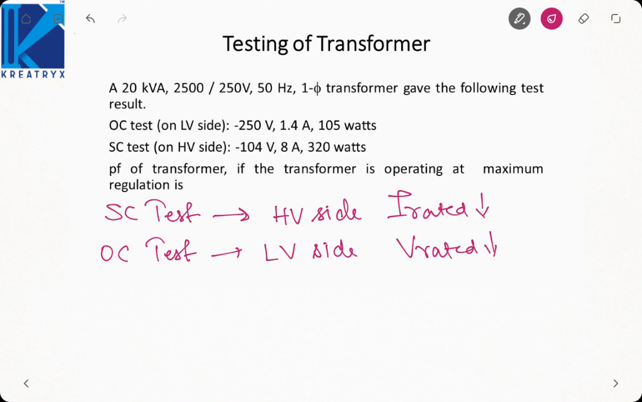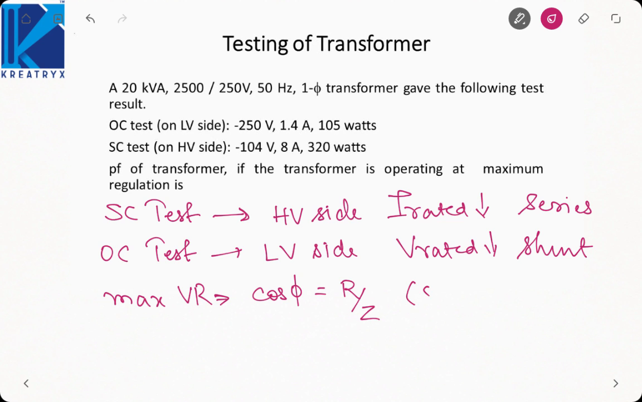Now in short circuit test, we want to determine the parameters of the series branch of transformer. In open circuit test, we want to find out the parameters of shunt branch. So in this question, what it is asking us is, we need to find the power factor of the transformer if it is operating at maximum voltage regulation. Now for maximum VR, we know cos of phi will be R by Z. That is for the series branch, which means I have to utilize the data of the short circuit test.